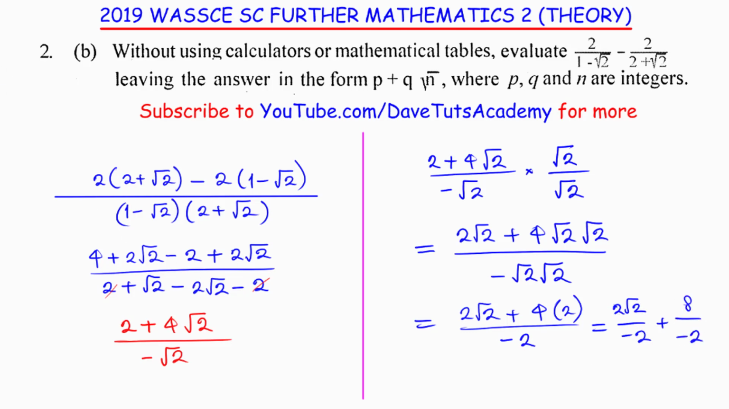So the final answer, after having expressed all of this: minus 2 can cut 2, so that would be minus root 2. Then 8 over minus 2 is minus 4. If I want to write it in the order p plus q root n, that would be minus 4 minus root 2. So this is going to be the final answer to this question that was asked on Surds.